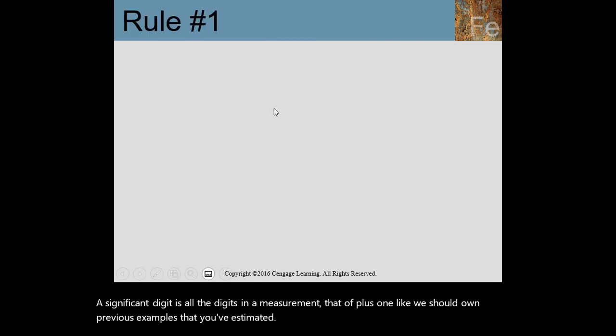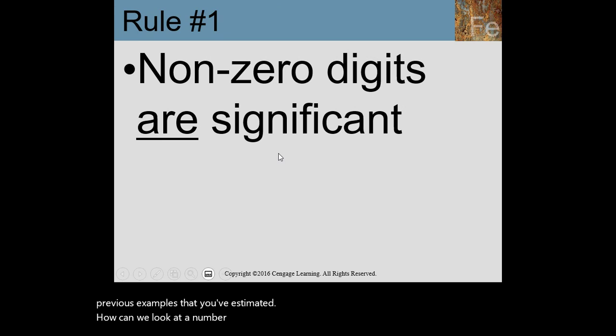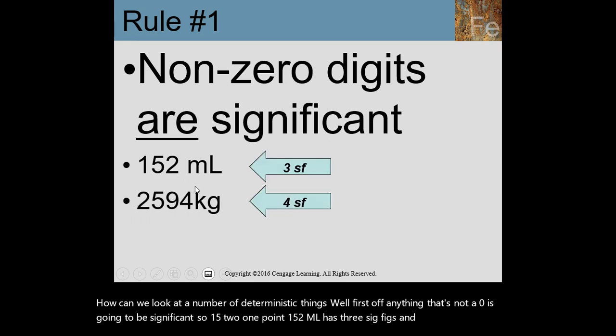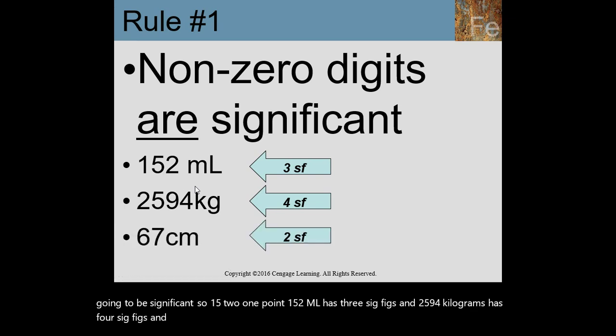How can we look at a number and determine the sig figs? Well, first off, anything that's not a zero is going to be significant. So 152 milliliters has 3 sig figs, and 2,594 kilograms has 4 sig figs, and 67 centimeters has 2 sig figs.